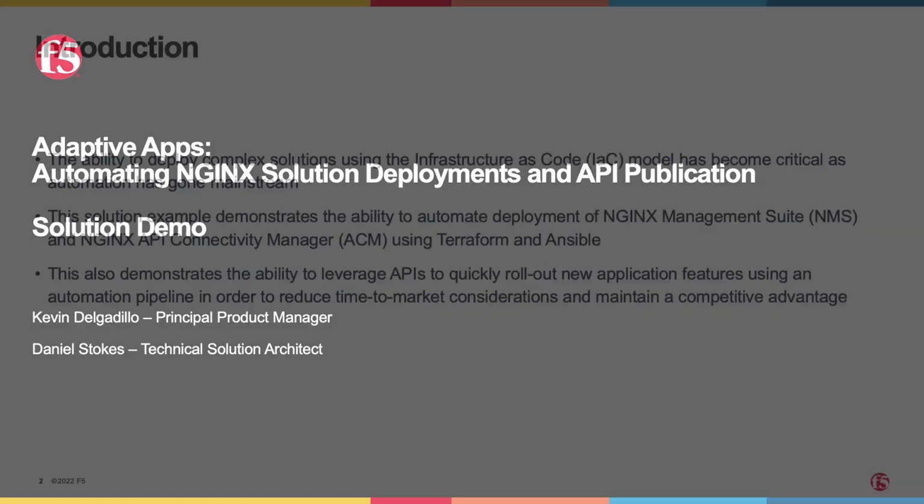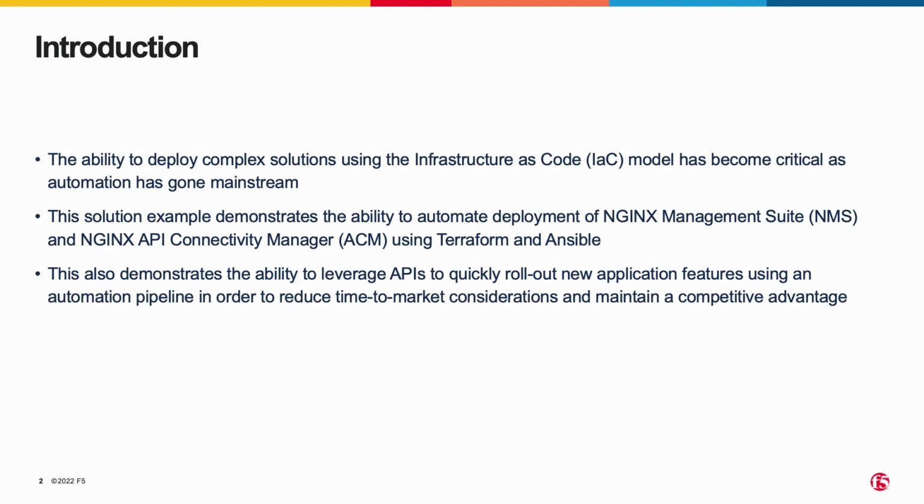works. The ability to deploy complex solutions using the infrastructure as code model has become critical as automation has gone mainstream. Using this model enables consistent, repeatable, and reliable deployments. Here we demonstrate the ability to automate deployment of NGINX Management Suite and NGINX API Connectivity Manager using Terraform and Ansible. Additionally, this solution demonstrates the ability to leverage APIs to quickly roll out new application features using an automation pipeline in order to reduce time to market considerations and maintain a competitive advantage.